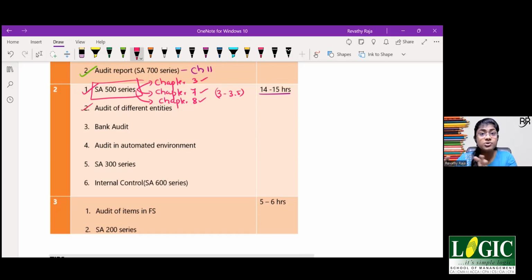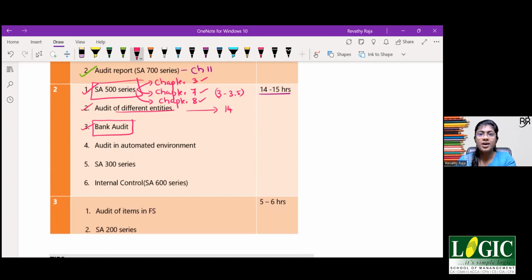Then coming to the next topic, which is audit of different entities. In audit of different entities, in total you have 14 audits. Cinema, hotel, hospital, like that, you have 14 different audits. Try to cover all the audits. Remember the main points in each audit. Once you have completed that, come to bank audit. It is a chapter from which questions have been asked frequently. So try to cover the bank audit next.